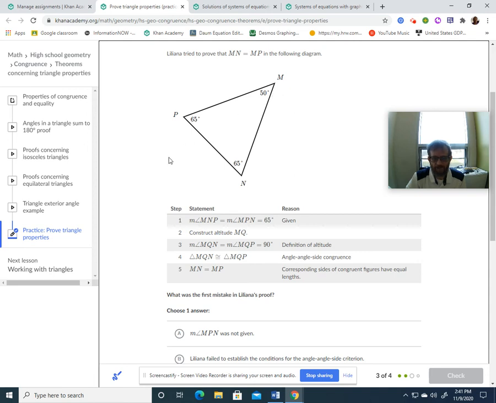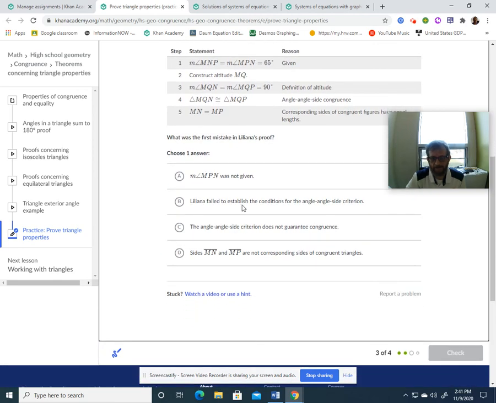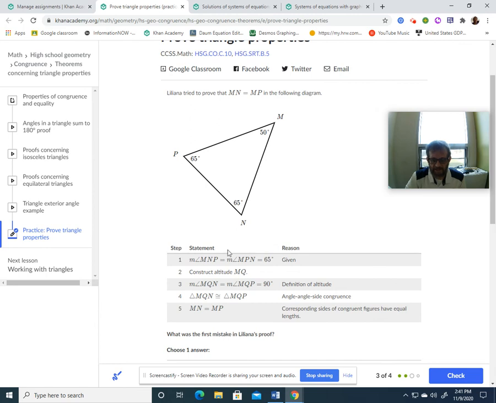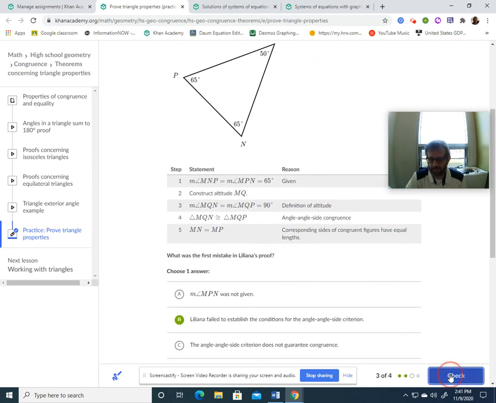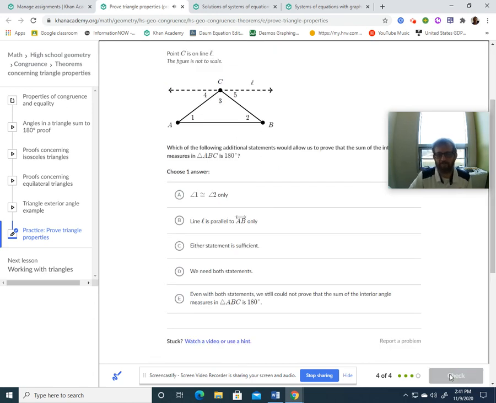Oh, she left something out. She didn't say the thing about MQ equaling itself. So she left a phase. She had everything set up. She just didn't say, hey, MQ equals itself. That's all she missed. That's why it was hard to see, because she did everything correct. She just forgot to say something.